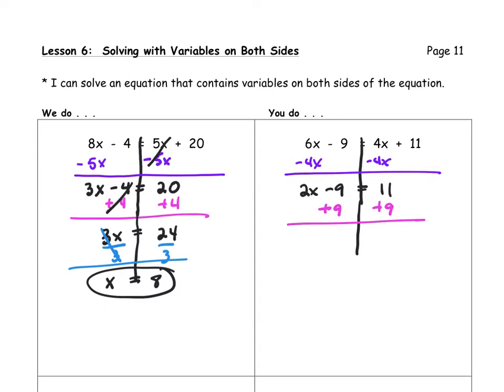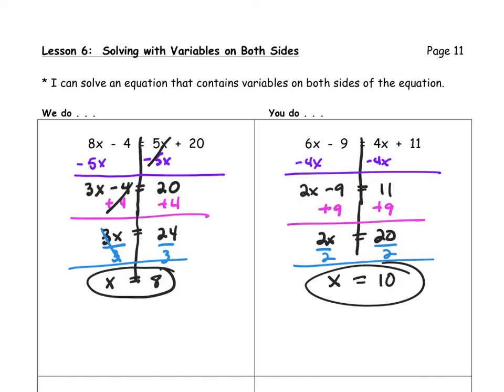The next step is to add 9 on both sides, leaving the term 2x on one side and 20 on the other. What is the solution to this equation? The solution is x equals 10. So let's move on to the next set.